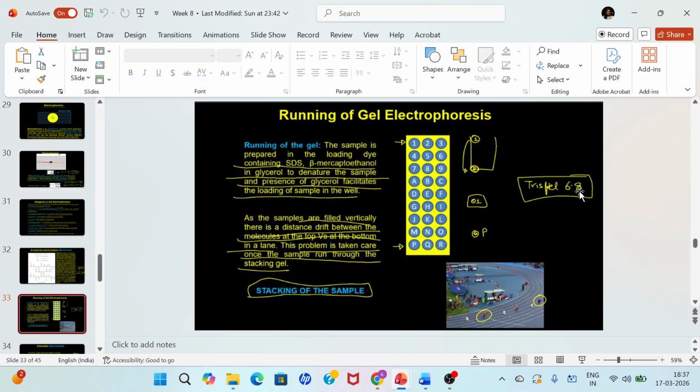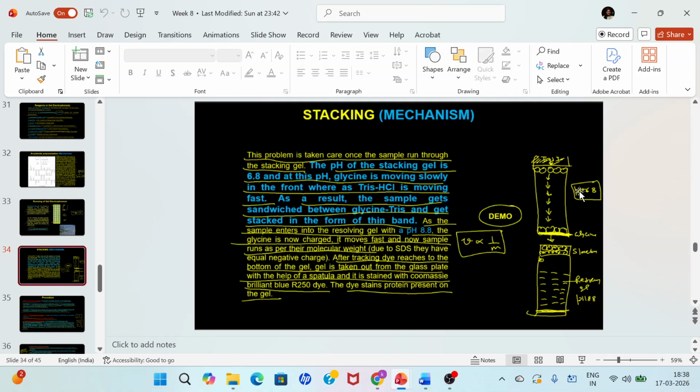As the samples are filled vertically, there is a distance drift between the molecules at the top versus at the bottom. In a gel, this problem is taken care of once the sample runs through the stacking gel. So basically the stacking gel stacks them in a single line, and after that when they go to the resolving gel, they move together.